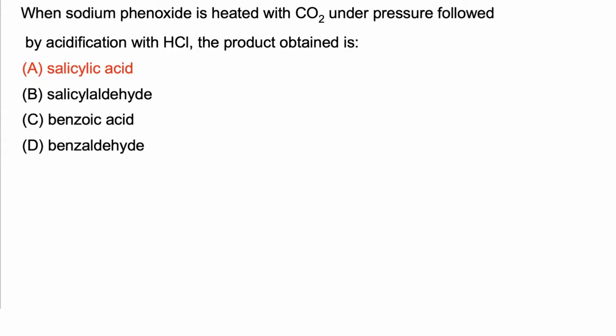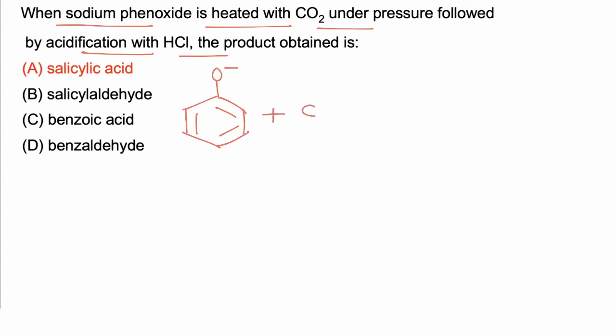In this question, we have to identify when sodium phenoxide is heated with CO2 under pressure followed by acidification with HCl, the final product obtained is. So if phenoxide ion is treated with CO2, now CO2 molecule will act as electrophile and phenoxide ion will act as nucleophile. So nucleophile donates a pair of electrons. So carboxylate anion is formed.